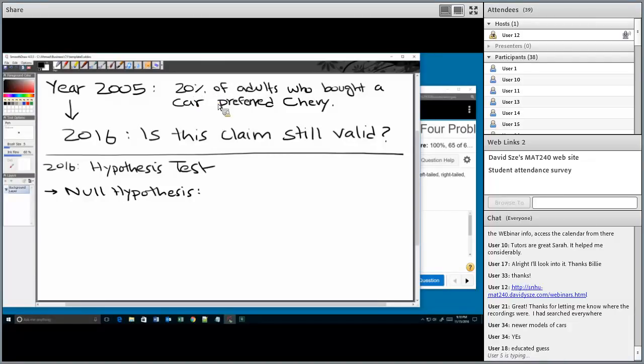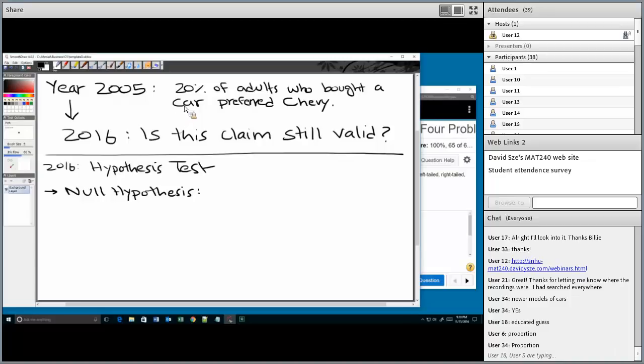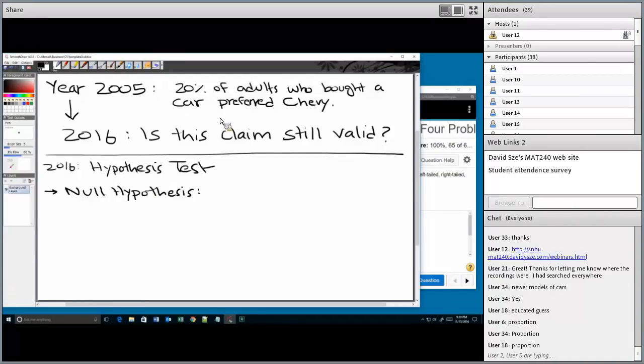Okay. So for example, in this case, by the way, in this claim, are we making a claim about the population proportion or population mean? So what are we making the claim about? Is it the mean or is it the proportion? It's the proportion. Very good, because I'm using percentage here, right? So in this study, the null hypothesis will be that today the population proportion P is still 20% or 0.20.